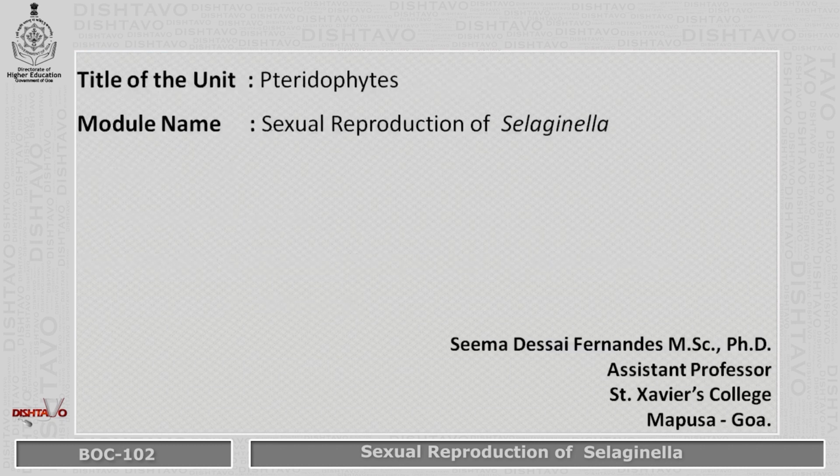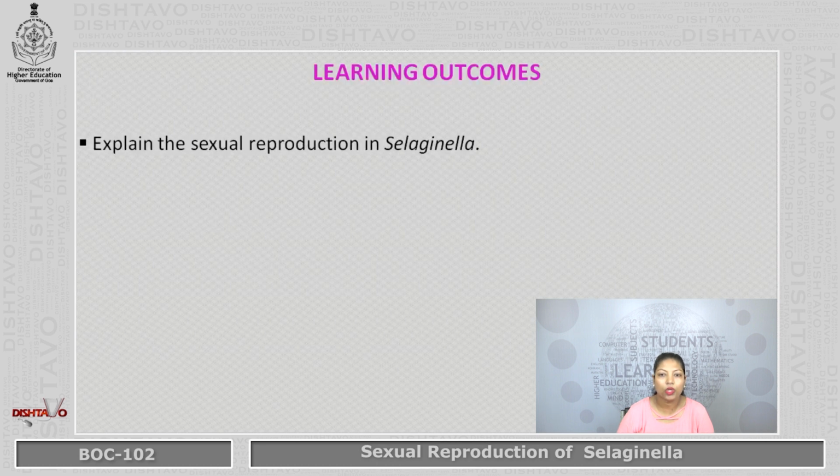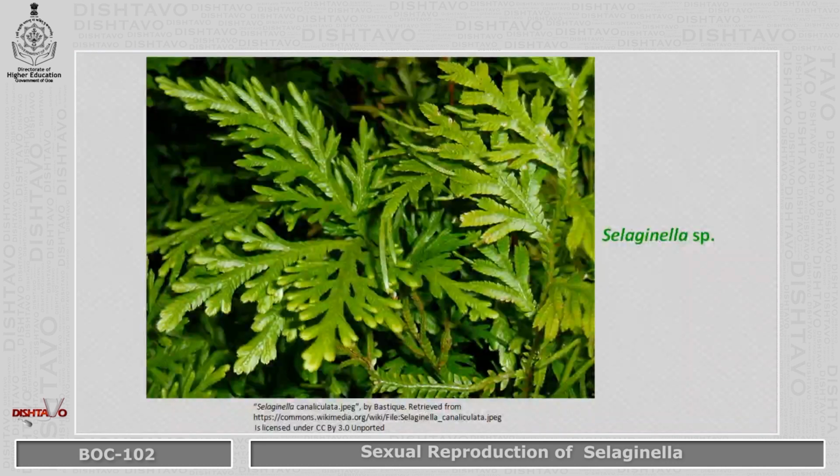Title of the unit: Pteridophytes. Module name: Sexual Reproduction of Selaginella. Outline: the module will cover sexual reproduction in Selaginella. Learning outcomes: it explains the sexual reproduction in Selaginella. This is the picture of how the Selaginella plant looks.